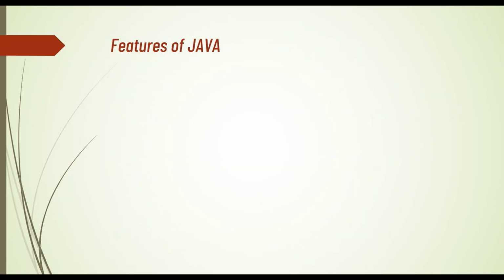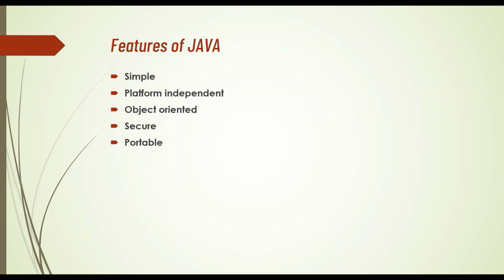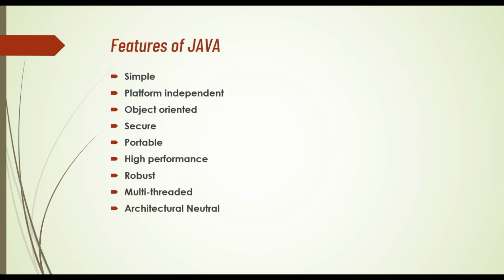Now moving to the next, what are the different features of Java? Java has lots of features, that's why Java is the most popular language. We will discuss all these features one by one. So firstly, let's look at all the features of Java. Here we can say Java is simple, platform independent, object oriented, secure. We can say Java is portable, high performance, robust, multi-threaded, and architecture neutral.